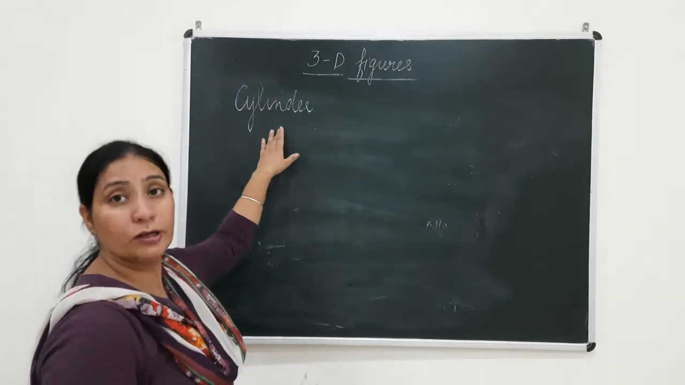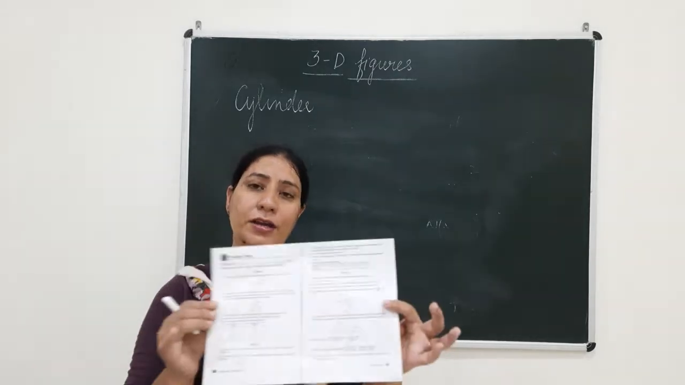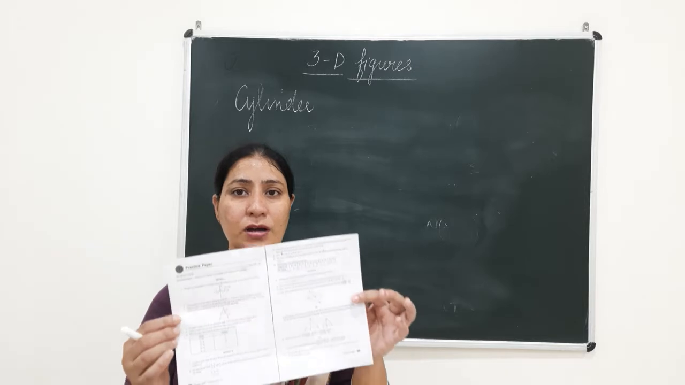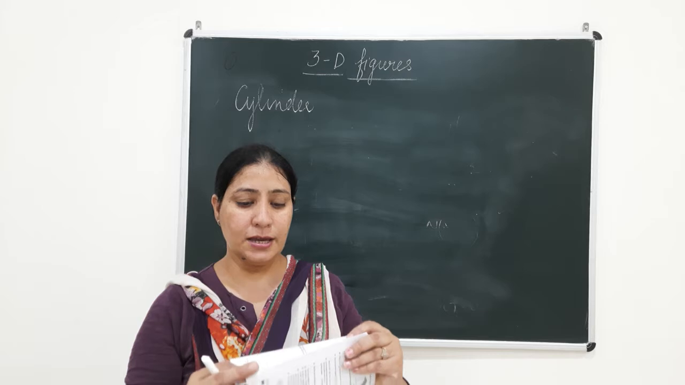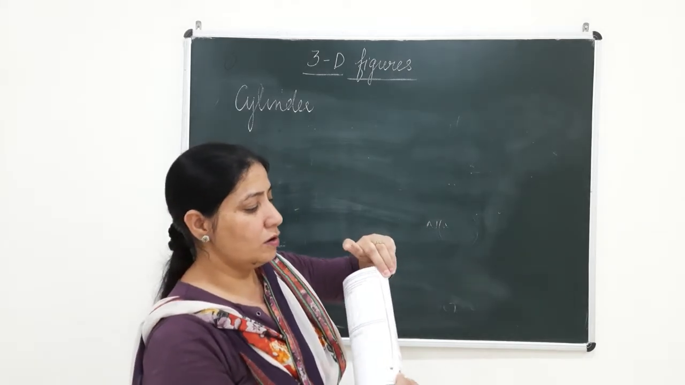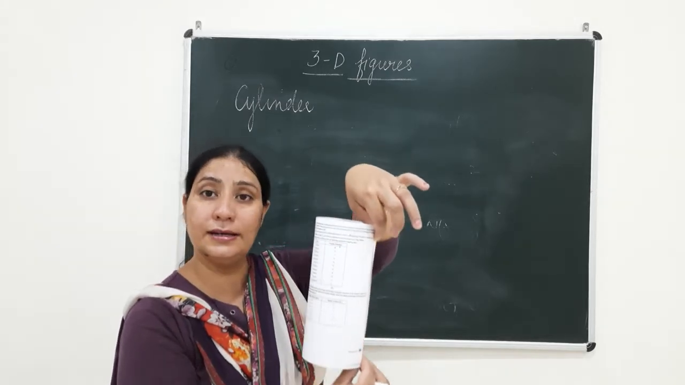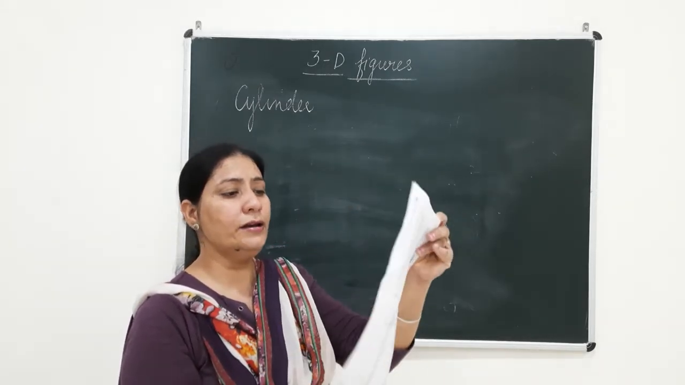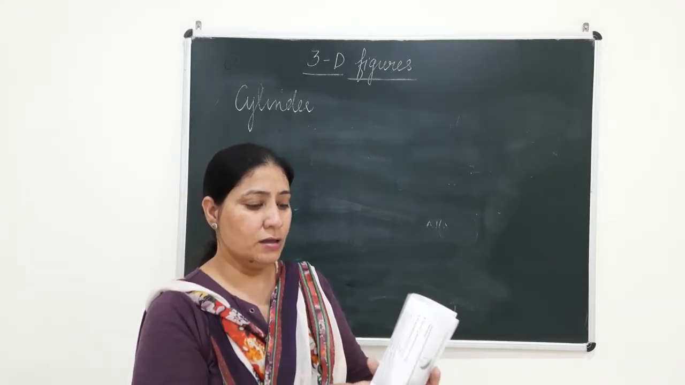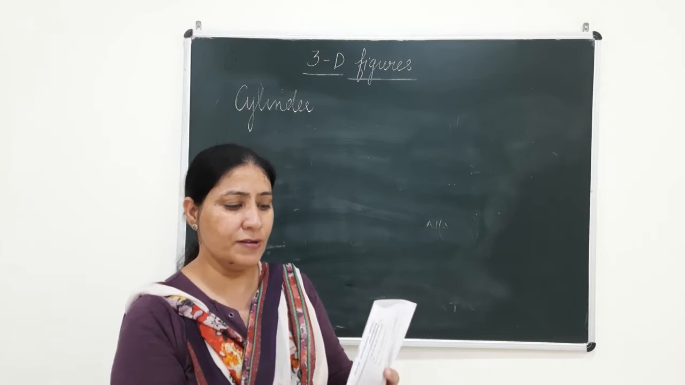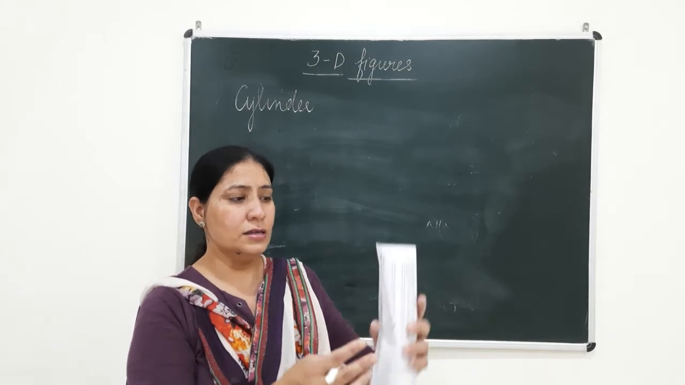Now children, we will be talking about a cylinder. First of all, I will explain how a cylinder is made. See, I have taken a sheet of paper which is in the shape of a rectangle. Now when I roll this sheet of paper and join this edge with this edge, the shape that I am getting is a cylinder. Clear? I can roll it along this side also, and rolling along this side also, we will get a cylinder.